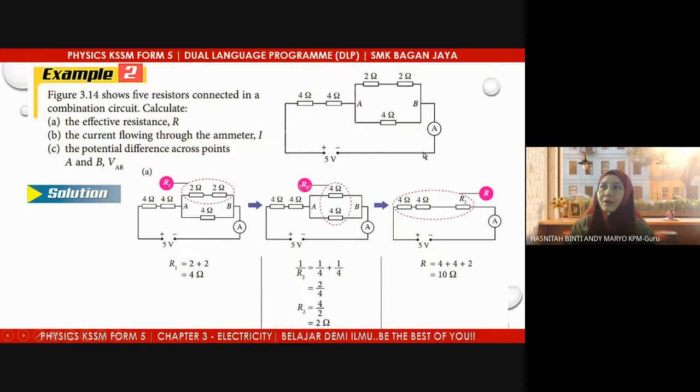Okay, another combination circuit. Now we have 1, 2, 3, 4, 5. The first two are in series. And then on the top branch, 2 and 2 ohm here is in series, and then parallel with this 4 ohm. And this is parallel to the series with these two resistors. This is how we read a circuit. Find effective resistance, find the current, and find the potential difference across each point. So you can see this example later on in your textbook.